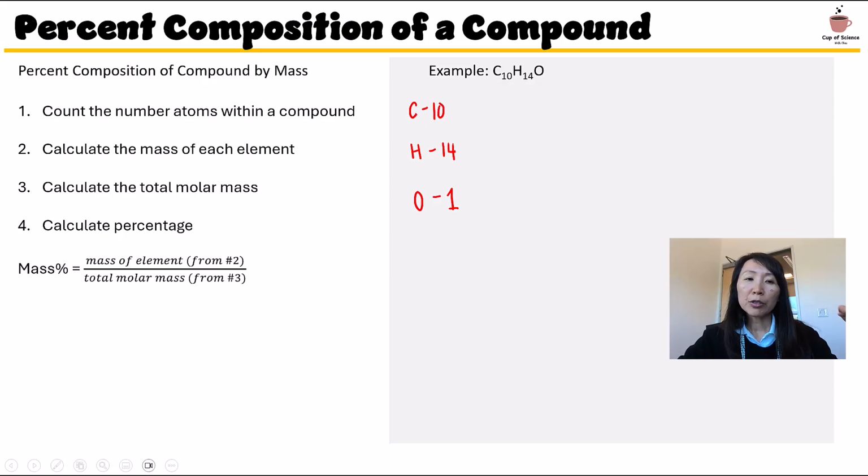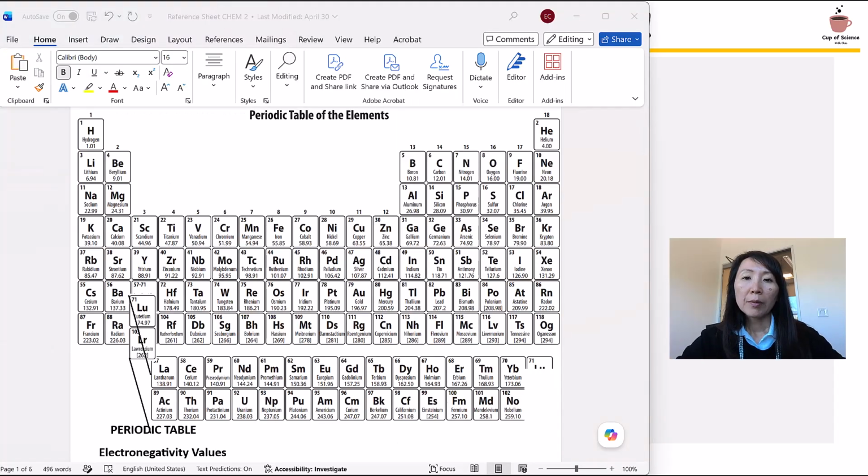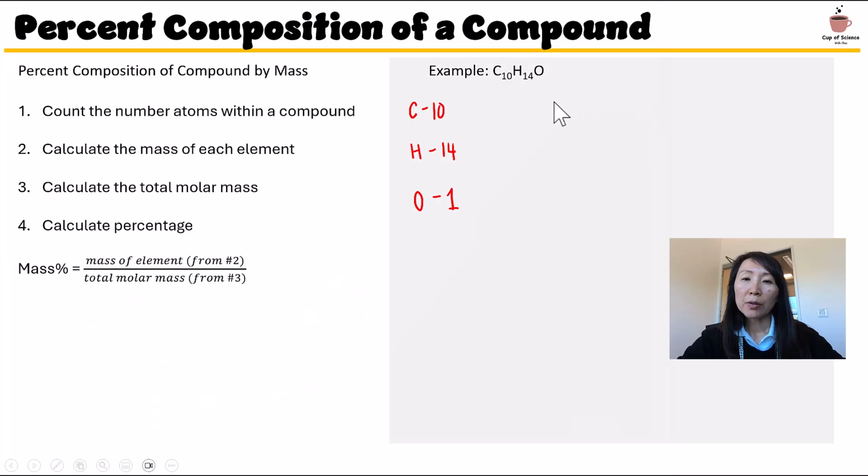Sounds simple. Number two, calculate the mass of each element. So we're going to look at the periodic table and get the mass of carbon, hydrogen, and oxygen. The periodic table shows carbon is 12.01, oxygen is 16.00, and hydrogen is 1.01. So let's go ahead and write that down in parentheses right here. Carbon is 12.01, hydrogen was 1.01, and oxygen was 16.00.